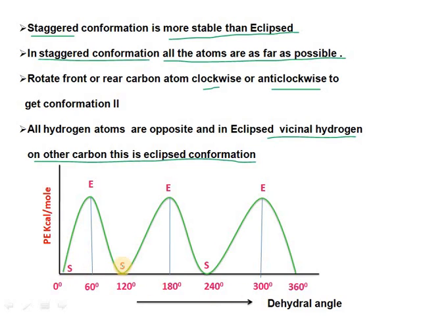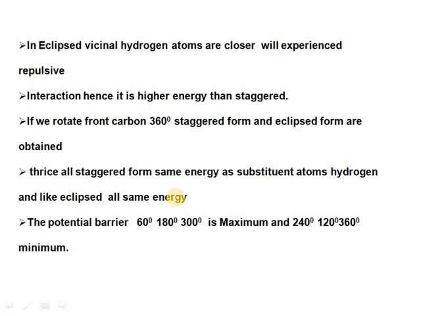The staggered conformation has lower energy and hence it is more stable, while eclipsed has higher energy than staggered, and therefore eclipsed is less stable because of the vicinal hydrogen atoms. They are very close and experience repulsive interactions between the two hydrogens. Therefore, it has higher energy than staggered.